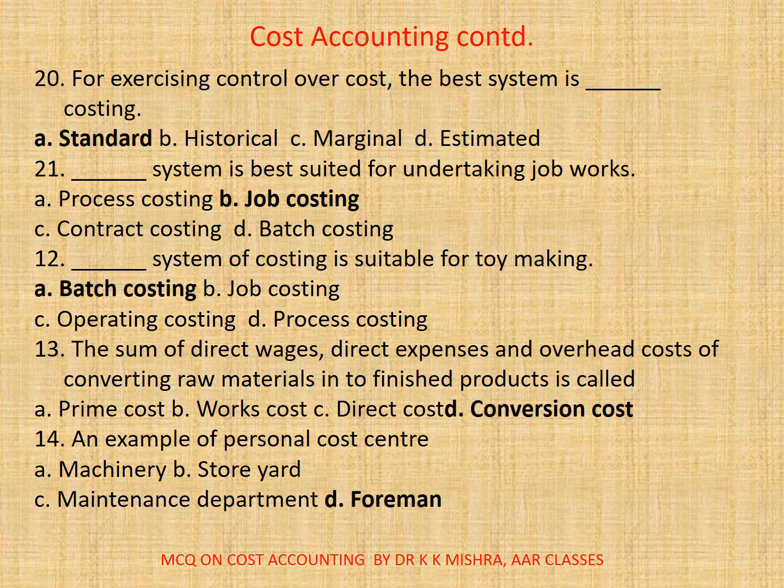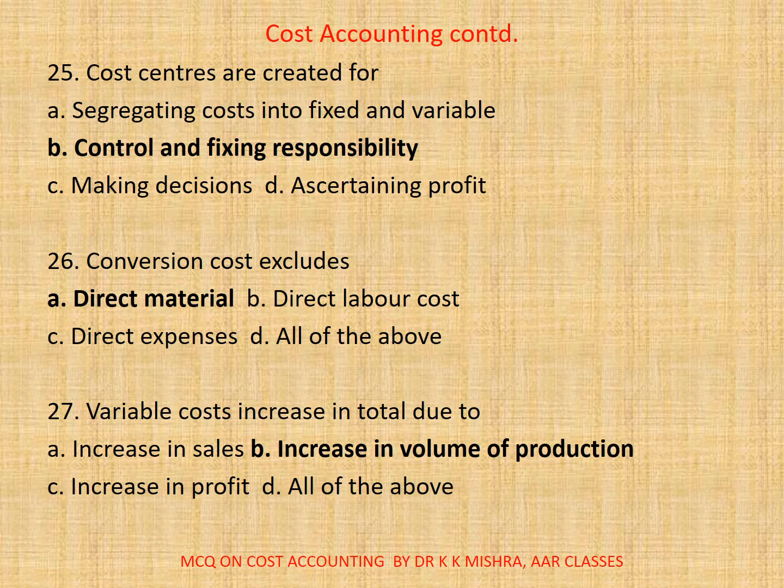Conversion cost. 24. An example of personal cost center is, here correct option is D. Foreman. 25. Cost centers are created for, correct option is B. Control and fixing responsibility. 26. Conversion cost excludes, correct option is A. Direct material. 27. Variable costs increase in total due to, correct option is B. Increase in volume of production.